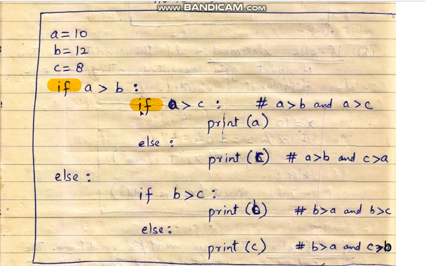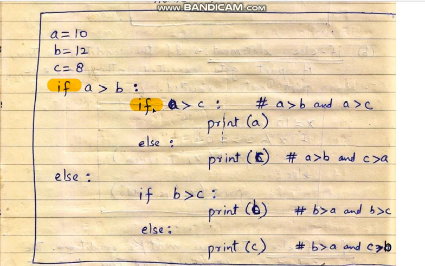Now you can see that here we are again checking a condition, a greater than c. If this condition is true, we are left with two conditions being true, which are a greater than b and a greater than c. Because these two conditions are simply saying that a is greater than b and a is greater than c, it means a is the highest value, so we are printing a.